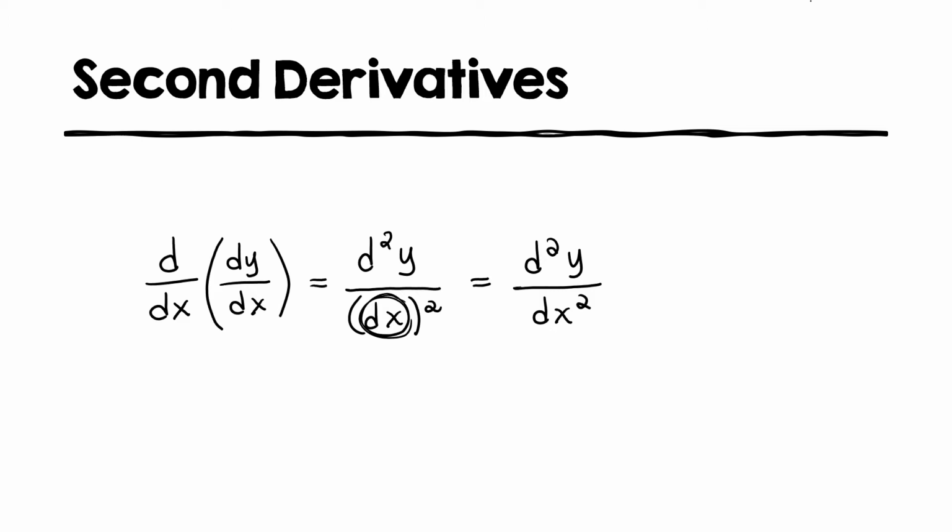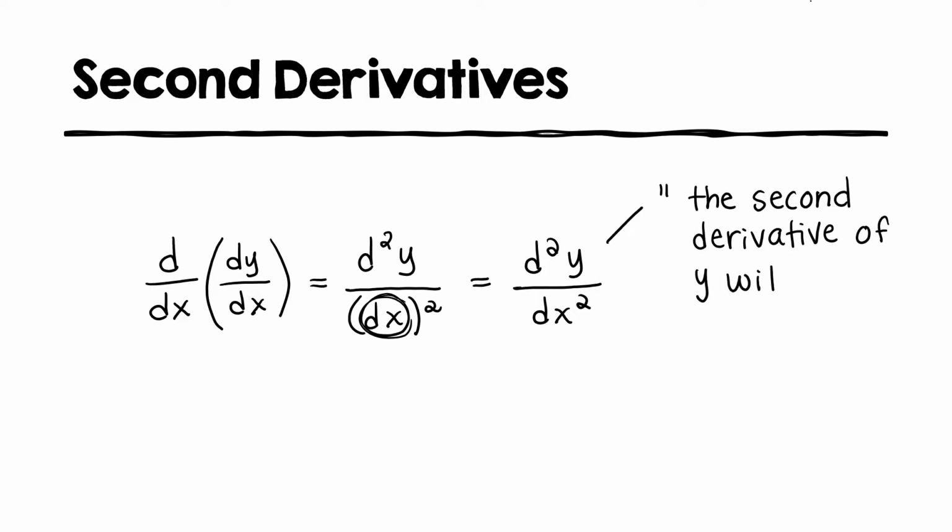What this stands for, and the way we say it, is the second derivative of y with respect to x. So when we see this 2 here and this 2 here, that means we need to find the second derivative.